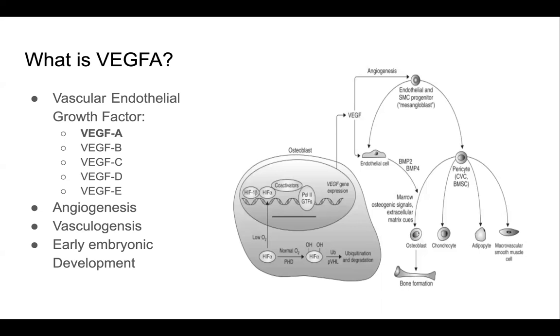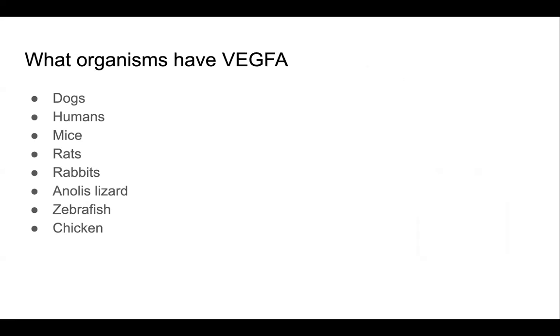I didn't find anything saying that this was specifically a sex-linked gene, but it is transmitted through mitotic division, in the case of epithelial cells that it's binding to and all of that. So that makes sense. Organisms that have VEGFA are as follows. We're looking at humans specifically for this one.